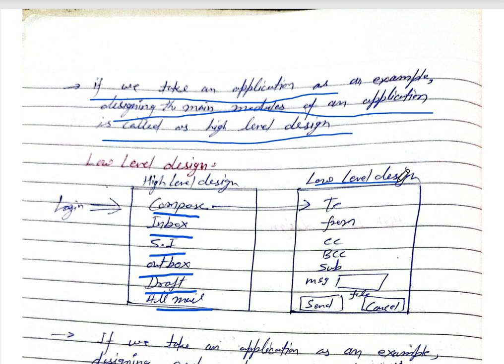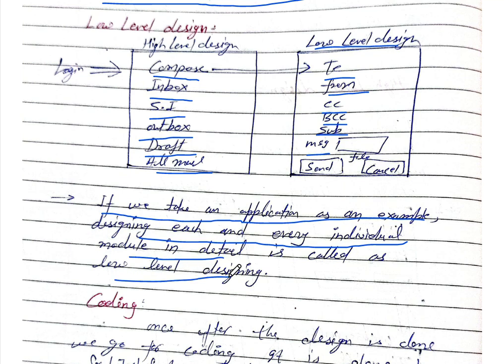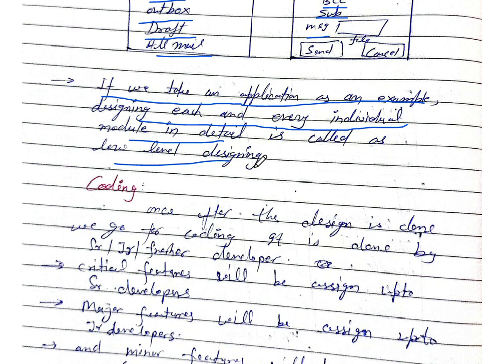And low level design: suppose that in compose there are options like To, From, CC, BCC, subject, different types of message, send button, file. Each individual part means a low level design. If you take an application as an example, designing each and every individual module in detail is called low level design. So once after the designing, then we go for the coding.